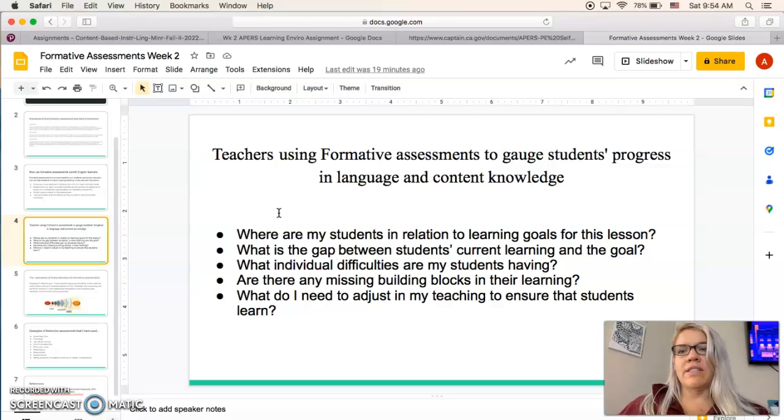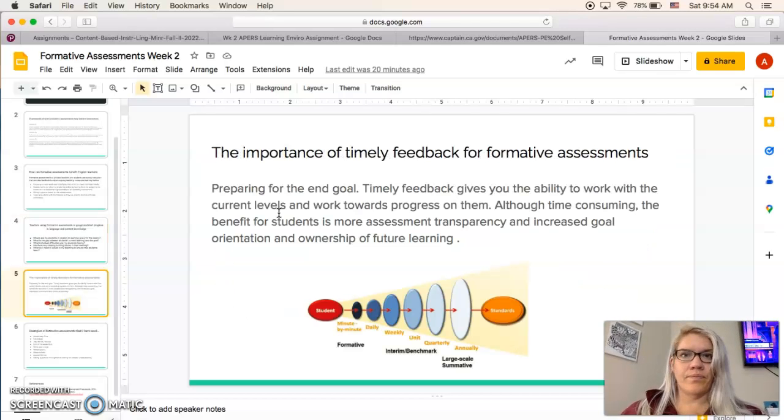Teachers using formative assessments to gauge student progress in language and content knowledge. So we are able as teachers to use these assessments to see, okay, where is my students' learning goals for this lesson? Where are they in relation to those learning goals? What is the gap between their current level and their learning goal? What individual difficulties is a student having? And are they missing pieces? What am I missing? What am I doing? And I need to adjust accordingly.